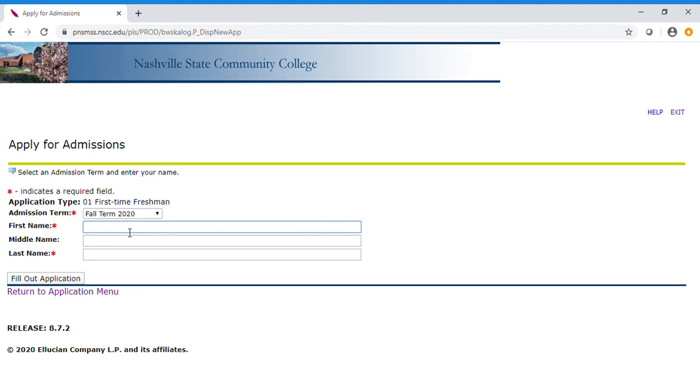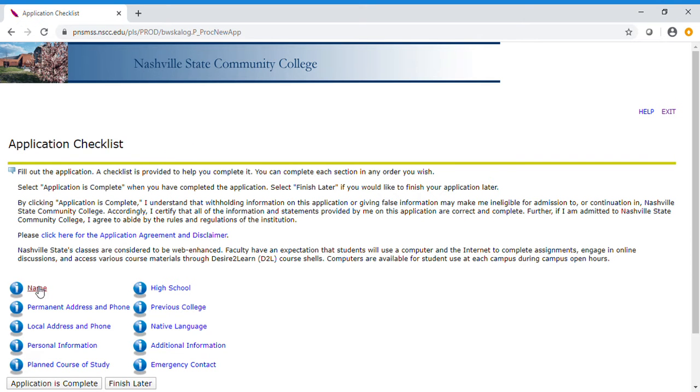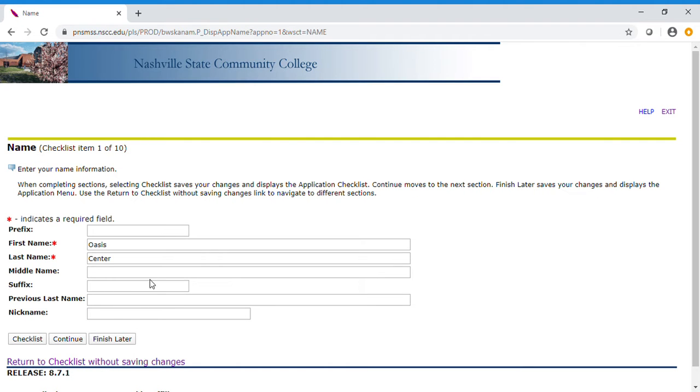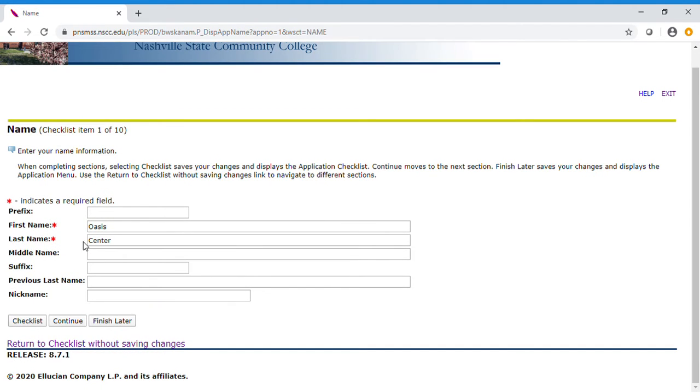Go ahead and put in your information. I'm just going to enter the information for the Oasis Center. We'll get the organization enrolled here in Nashville State in no time. Start here at name. One thing that's important to realize is that these red asterisks, as it says right here, indicate a required field.